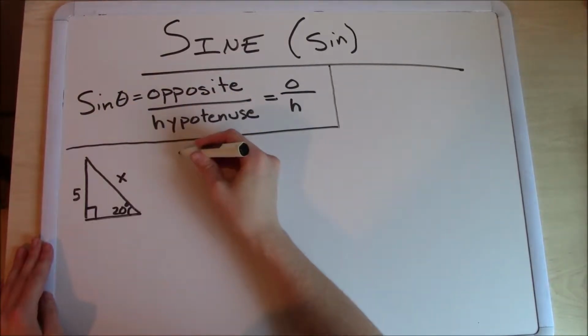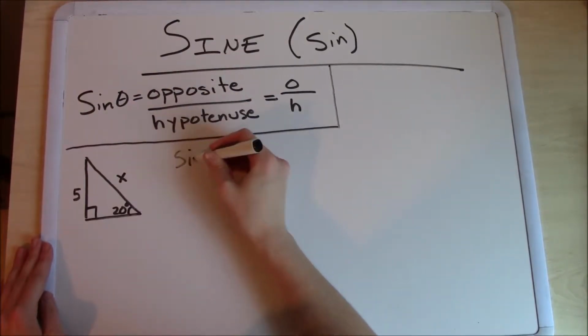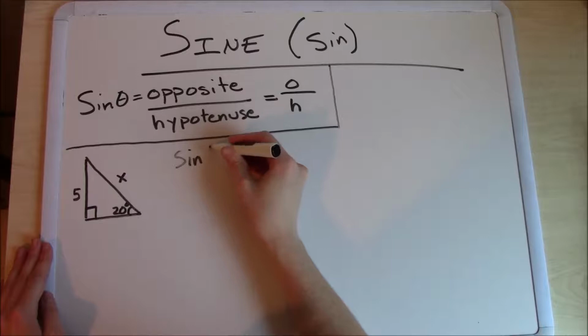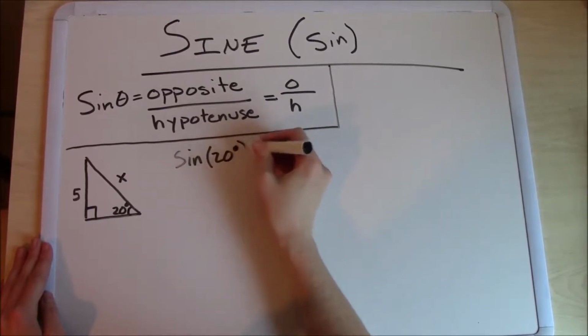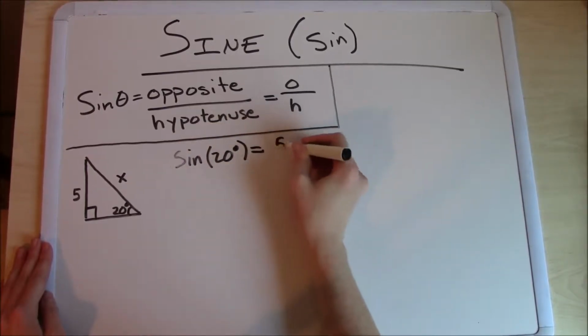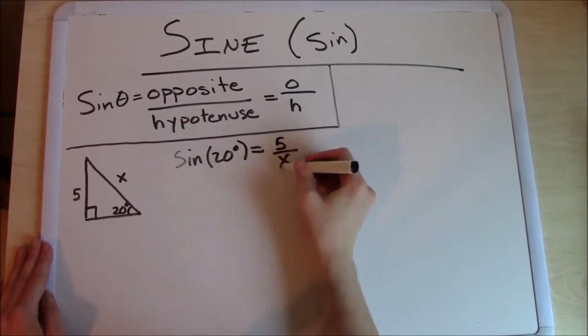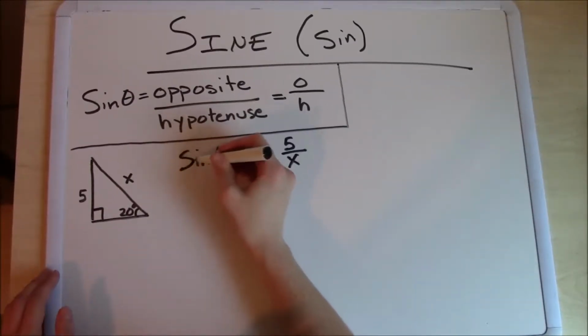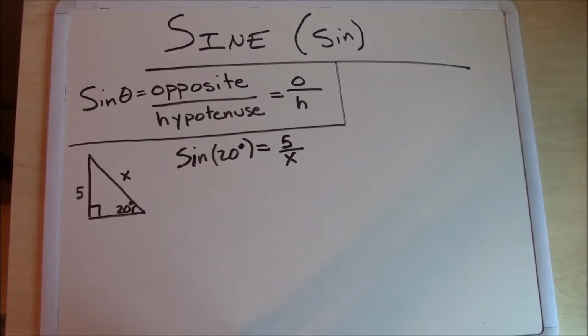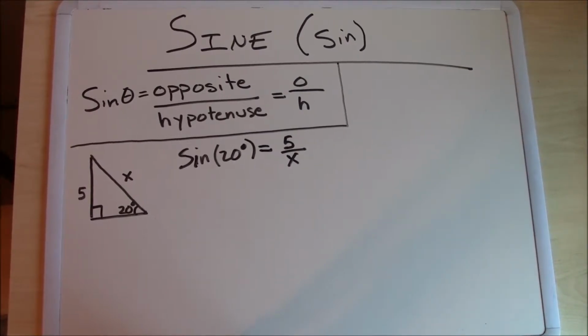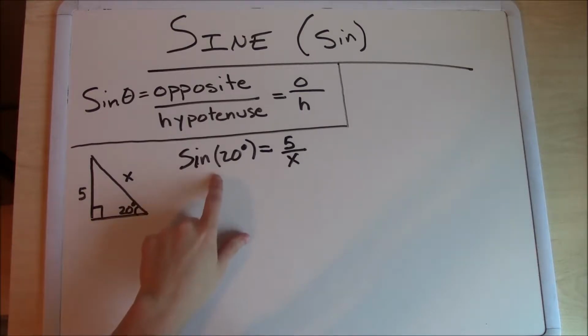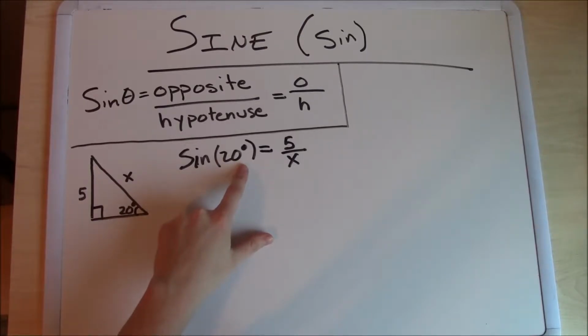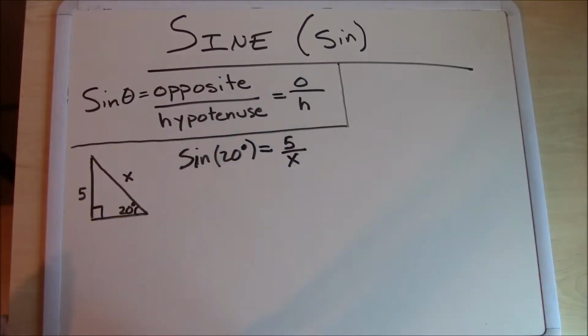We just take our problem up here and we add in our key. There we go. So sine 20 degrees equals 5 over x. So what do we do first? This looks a little complicated, so you plug this into your calculator with the degree and you get a number.